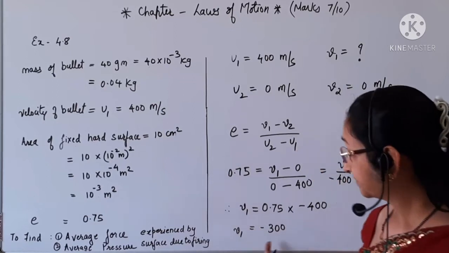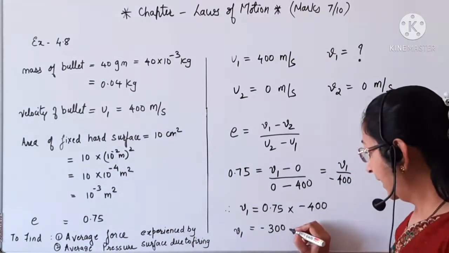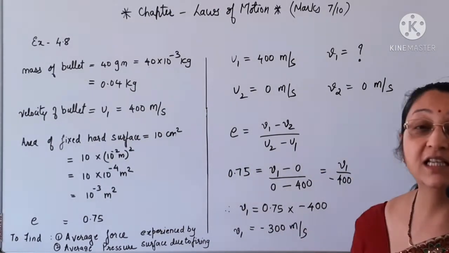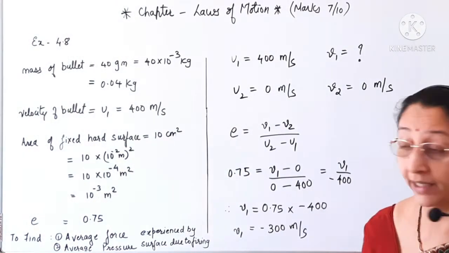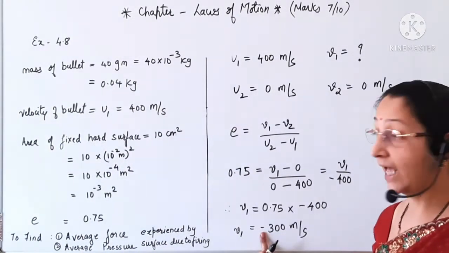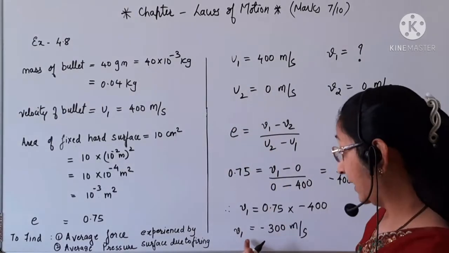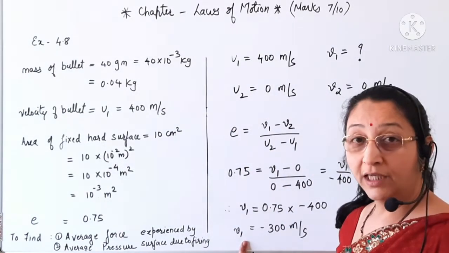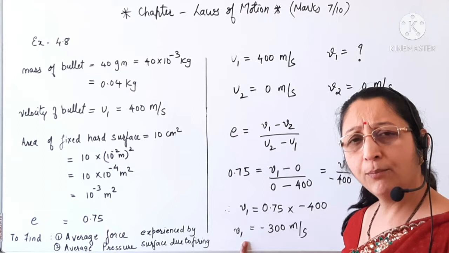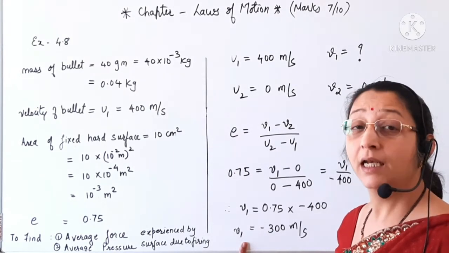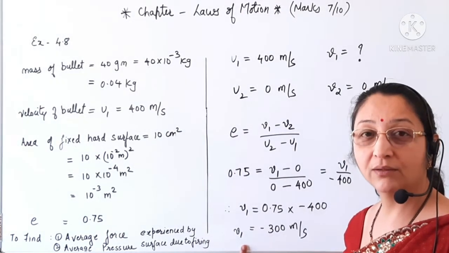So minus 300 meters per second is the final velocity of the bullet. The minus sign indicates that the initial velocity and final velocity are in opposite directions, because the bullet is rebounding in the opposite direction.